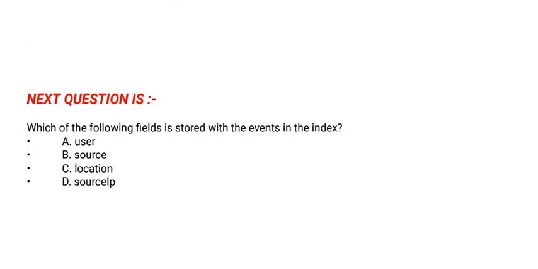The correct option is option B. Next question is, which of the following fields is stored with the events in the index? Options are option A, user, option B, source, option C, location, and option D, source IP. The correct option is option B.